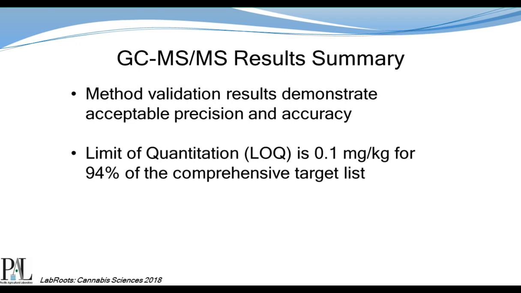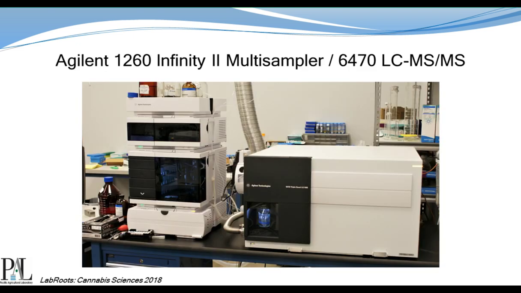So summarizing the GC results, the method validation shows that we've got acceptable precision and accuracy for the compounds we're looking for, and the limit of quantitation is 0.1 milligrams per kilogram for 94% of the comprehensive list that we're doing on the GC.